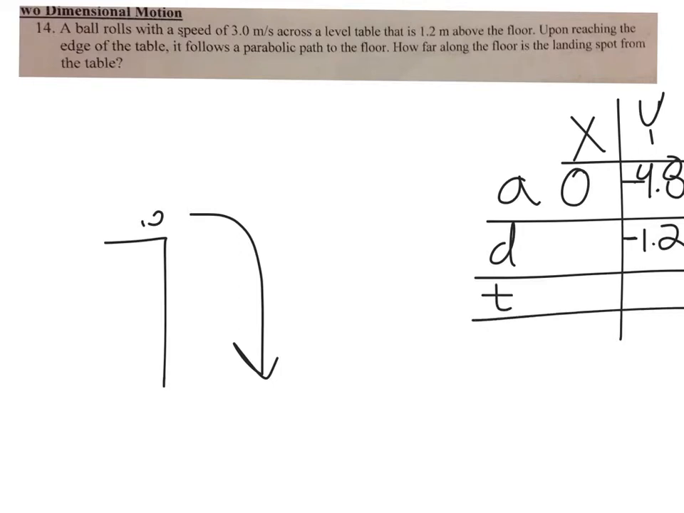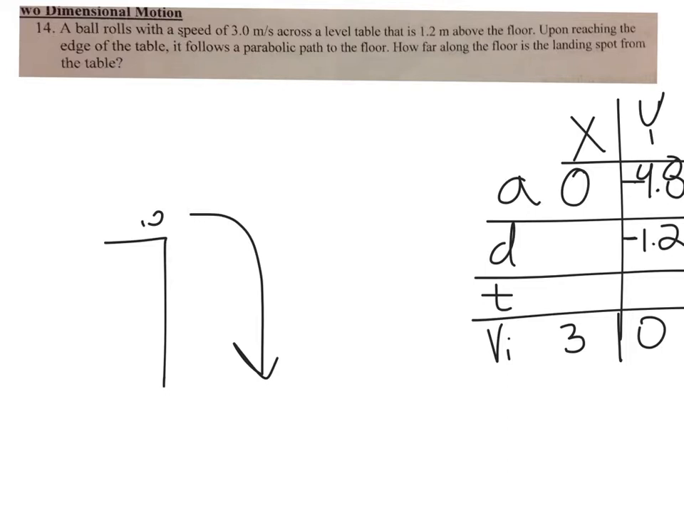So our time we don't know, and our VI we know in the horizontal is 3, and in the y is going to be 0, because initially it doesn't have a speed going down because of gravity. It starts accelerating towards the ground. So that's what we know so far.